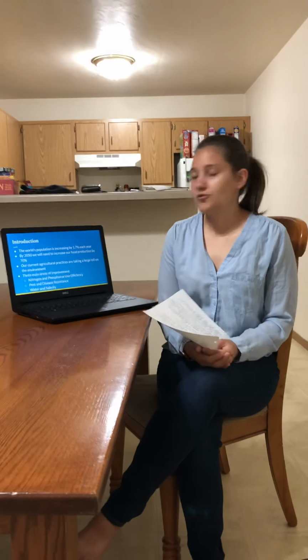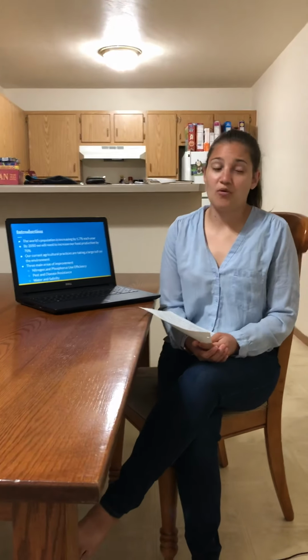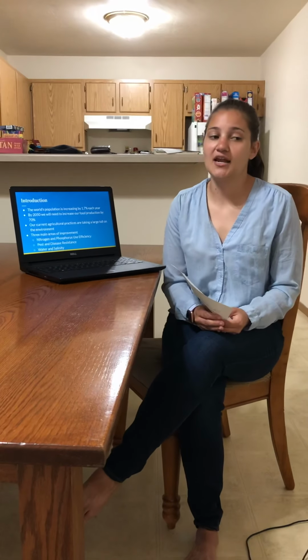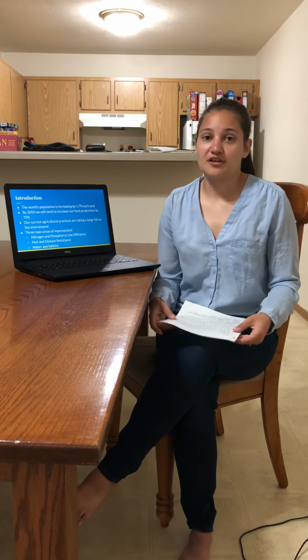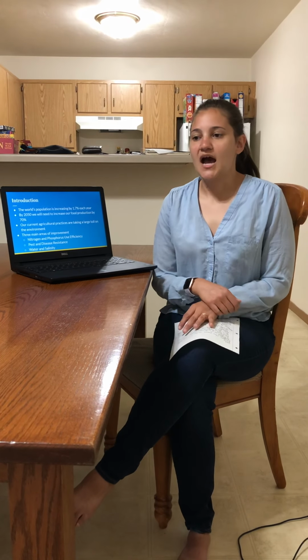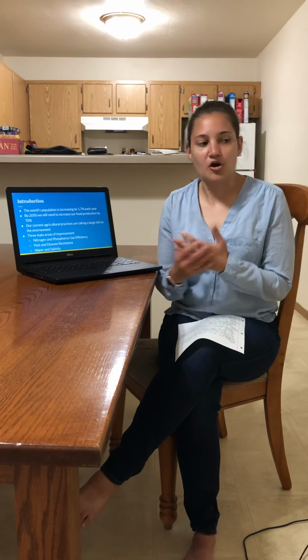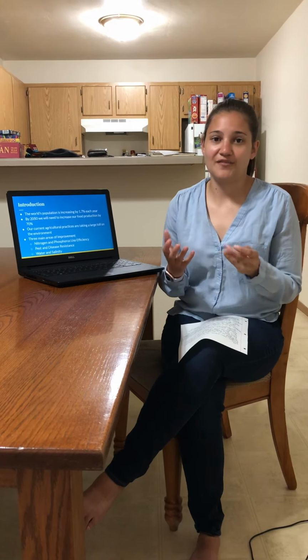So for introduction, the world's population is increasing by 1.7%, which is a huge amount, and if it continues to increase at this rate, we will need to increase our food production by up to 70% by the year 2050. But as we've grown, we've realized the detrimental effects of our agricultural practices on the environment.